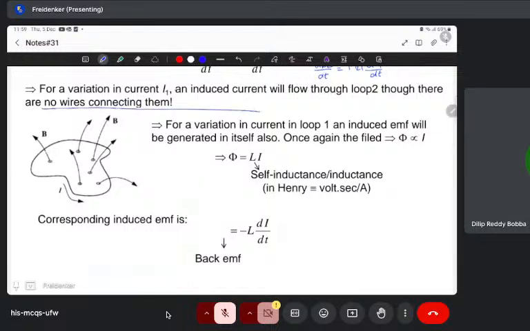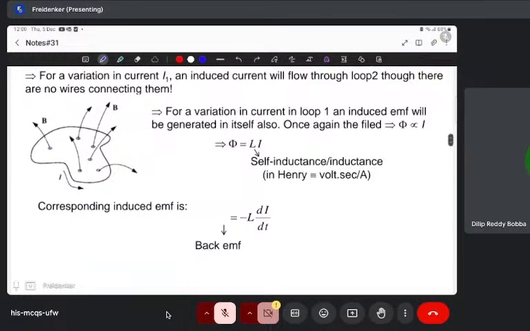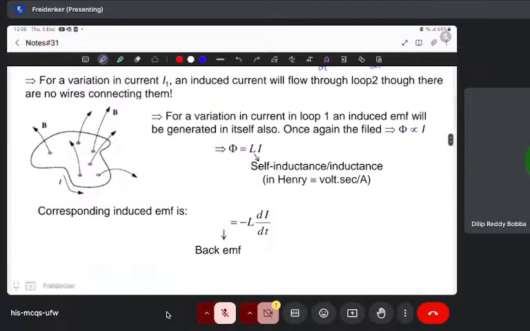That's why the exclamation mark. Anyways, if the current is changing in loop 1, only then the magnetic flux passing through loop 2 will be changing, and therefore there is EMF, and therefore induced current in loop 2. Fine. Now one more observation.